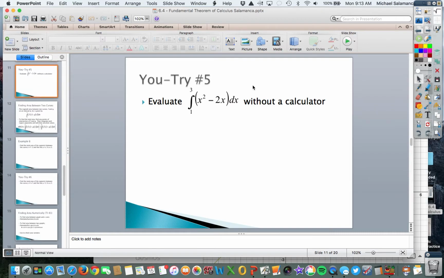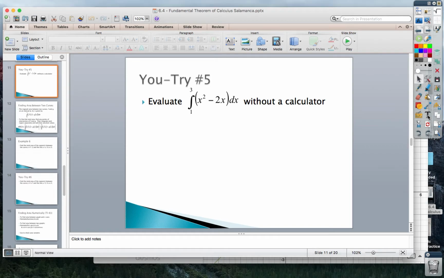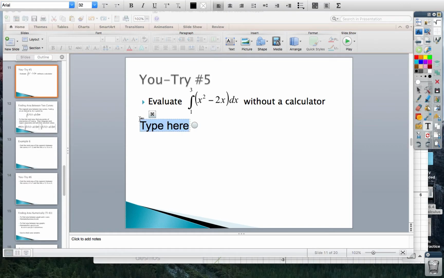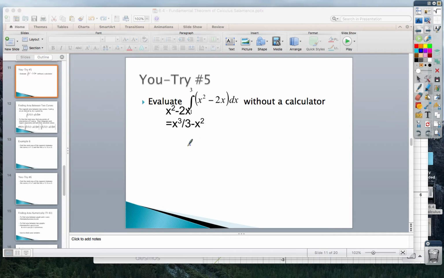So evaluate the integral of x squared minus 2x dx without a calculator. So first thing we're going to do here is just to make things clear, we're going to write down what we have. So x squared minus 2x. We're now going to find the antiderivative, which is going to be x to the third power divided by 3 minus x squared. So that's our antiderivative for the function. And now remember, we're going to integrate that from 3 to 1.